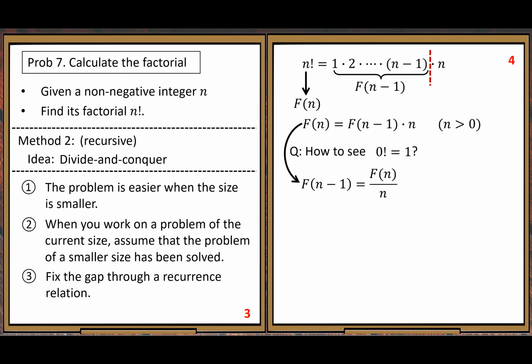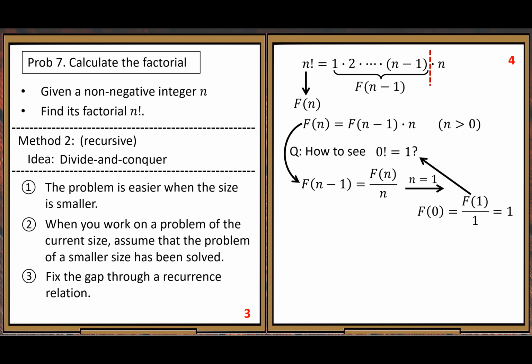All right. After that, can we plug in n equals 1? If you plug in n equals 1, 1 minus 1, that's 0, right? F of 0 equals f of 1 over 1. F of 1 factorial is 1, right? 1 over 1 equals 1.